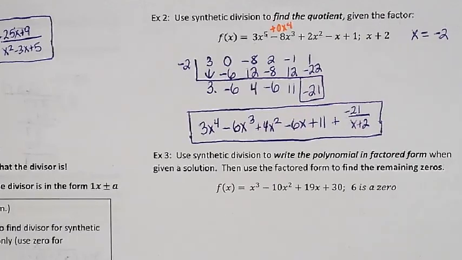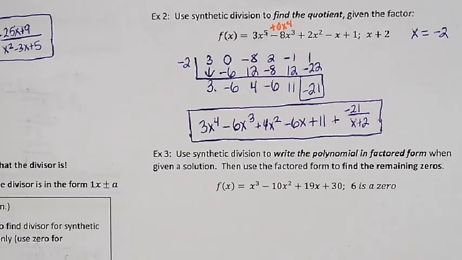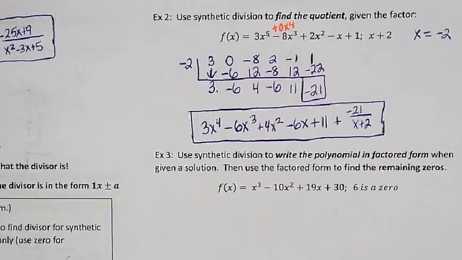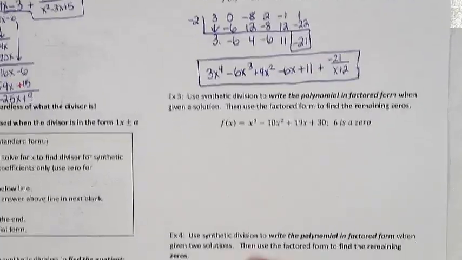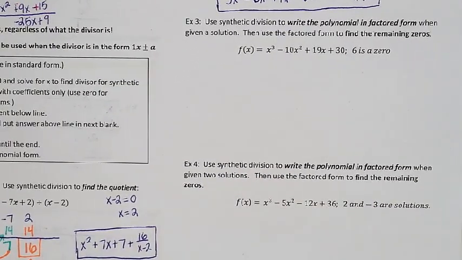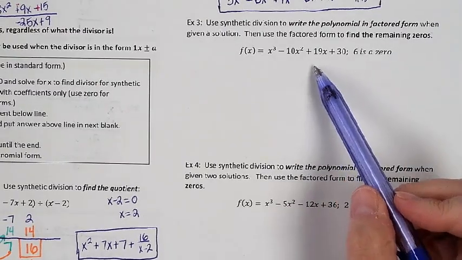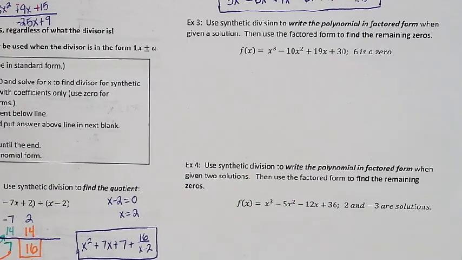All right. Next example for synthetic division. We're going to use synthetic division to write the polynomial in factored form when given a solution, then use the factored form to find the remaining zeros. So we have x cubed minus 10x squared plus 19x plus 30. We know that 6 is a zero. We want to write the polynomial in completely factored form.